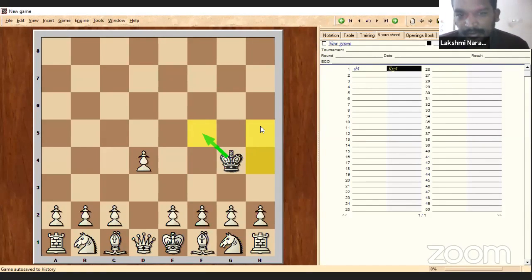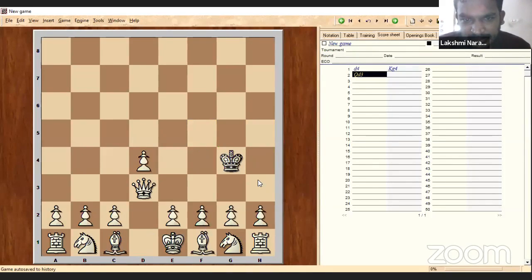Queen d3 worked in the last position because the king was trying to go to g6. But here, let's say if you try the same trick with queen h3, Black is not going to allow it. He won't go here. Then queen h3 will work. He will play here, and in one move it should be a mate.